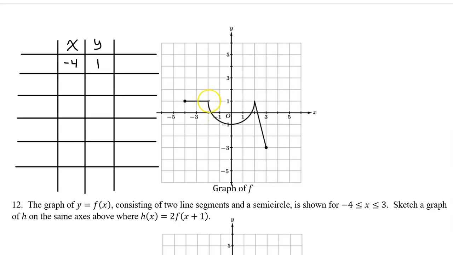And then this corner here at -2, 1. The bottom of the semicircle is at 0, -1. And this pointy cusp right here is at 2, 1. And the final endpoint is at 3, -3.